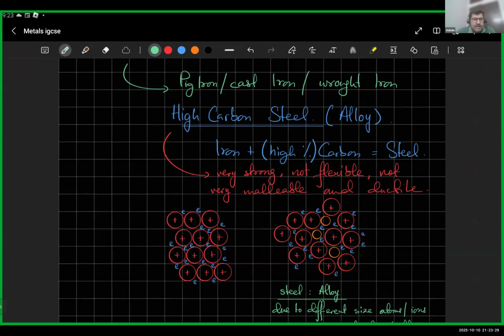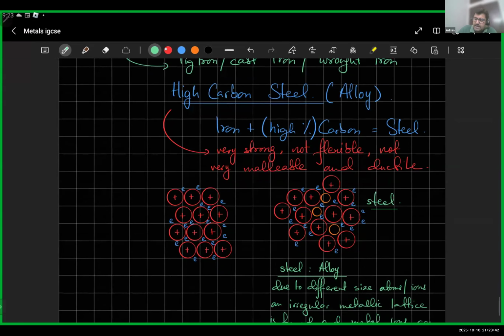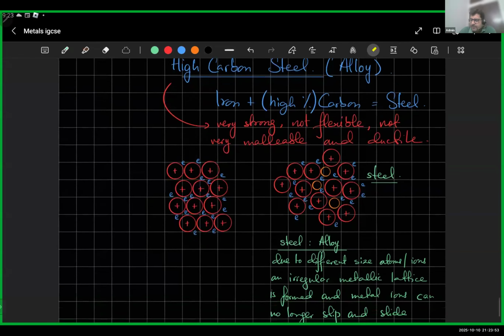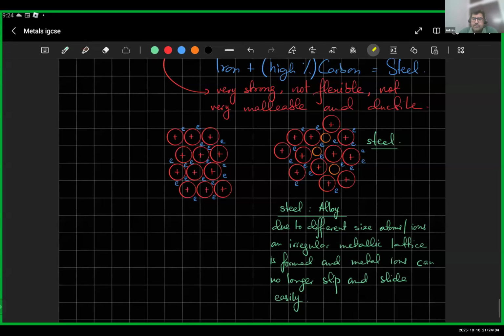You're not getting pure iron because there's a lot of unreacted carbon that's going to be inside it. ठीक है? This is what steel would look like. It's not going to be very malleable. It's not going to be very ductile. इसमें ये था कि if you apply a force or hammer it, the ions can easily slip and slide, but not over there, because there are no layers. It's completely haphazard. So it's harder to push the ions in between. The layers won't slip and slide anymore. So that's what an alloy is.